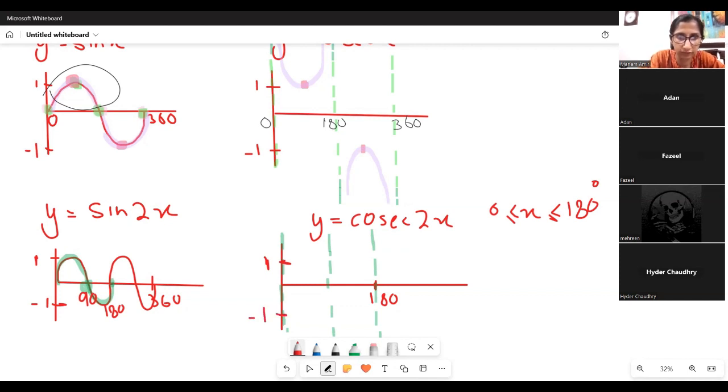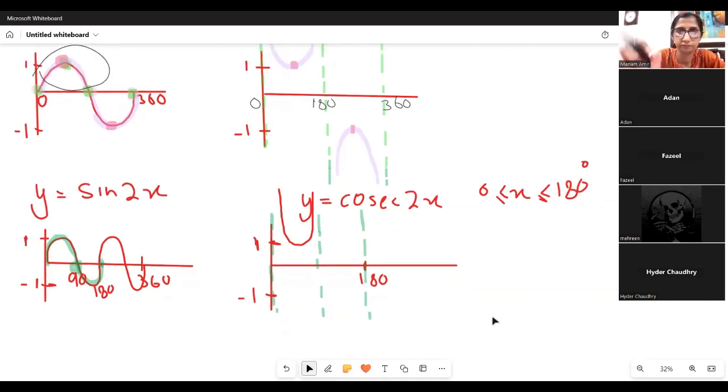So the first curve is like this. Do not let it touch the asymptote. And similarly, the second curve will be like this. And this can't touch the asymptote either. It should be very close to the asymptote, but it will not touch it. Okay, that's the graph for cosecant 2x.